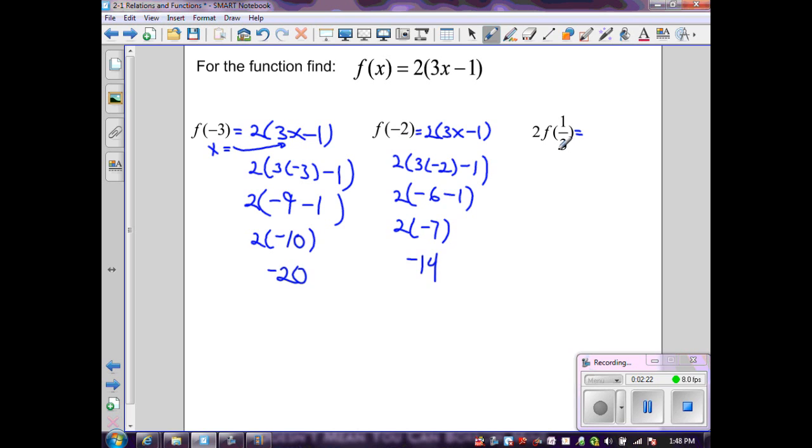Let's substitute again. When I have an input value of 1/3, I have 2 times 3x minus 1. Substituting, bring down the 2. 3 times 1/3 minus 1. Simplify inside the parentheses. 3 times 1/3 is going to give me 1 minus 1. That gives me 2 times 0, which is 0. So when my input value is 1/3, my function output value is going to be 0.